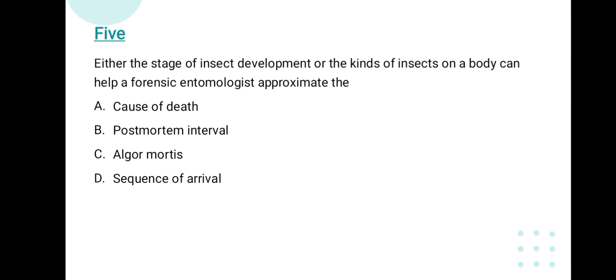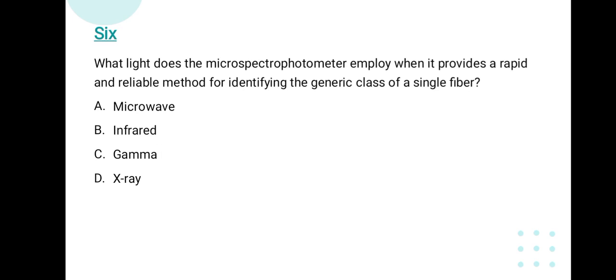On to the next question, question 6. What light does the microspectrophotometer employ when it provides a rapid and reliable method for identifying the generic class of a single fiber? Is it microwave, is it infrared, or is it gamma, or is it X-ray? The correct answer in this is infrared. Choice B.